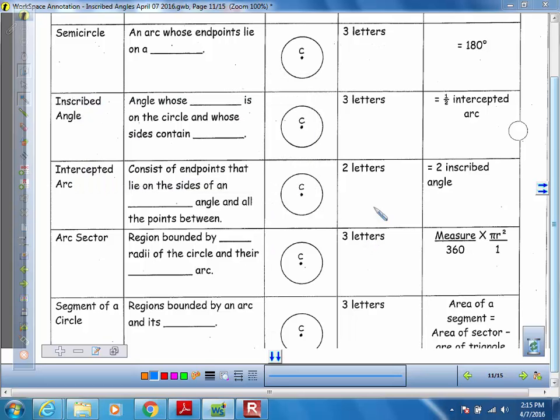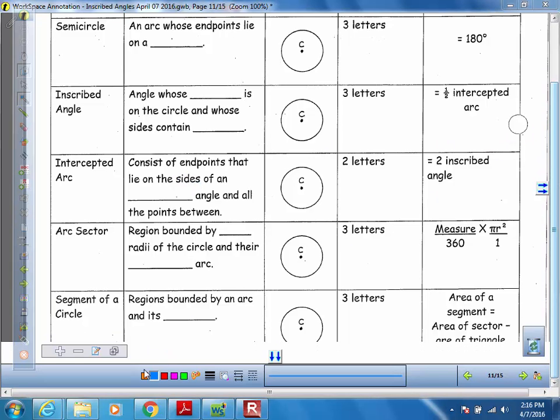Okay, so we have a few more definitions that we got to cover today before we can do our work. So the first one that I want to look at is an inscribed angle. And so that's basically all we're going to be doing today, inscribed angles. So an inscribed angle is an angle whose vertex is on the circle and whose sides contain chords.